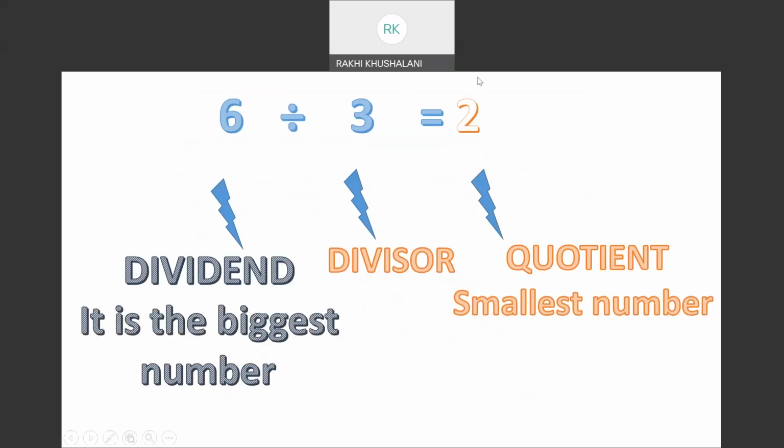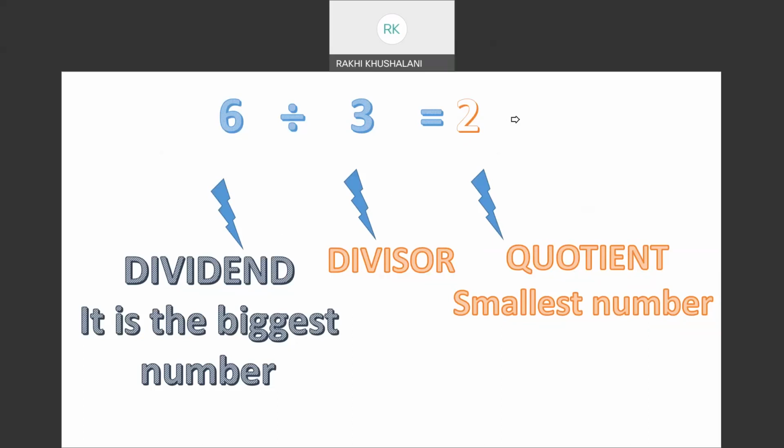Let me use my annotation arrow. 6. How am I going to read this? 6 divided by 3 is equal to 2. What is 6 here? This is the dividend, and this is the biggest number in this particular set of 3 numbers. 3 is the divisor. Basically, 3 is the number which is breaking 6 into some equal groups.